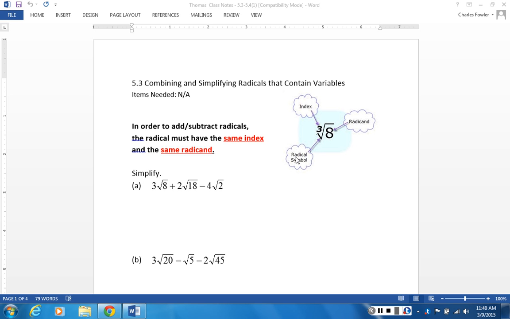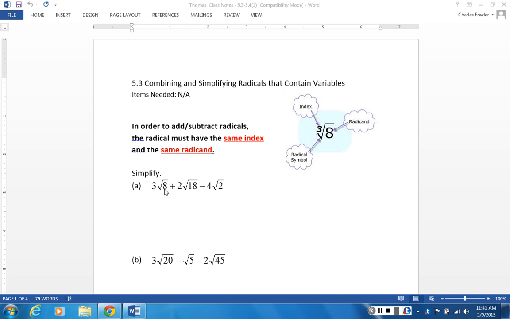Alright, let's begin. Simplify. Here we have 3 radical 8 plus 2 radical 18 minus 4 radical 2. As you can see here, the index is 2, or considered to be 2, because there's nothing in this little v part here. So we actually have the same index for all of these. However, we do not have the same radicand. But in order to add or subtract radicals, the radical must have the same index and the same radicand. Therefore, I'm going to break down 3 radical 8 plus 2 radical 18. And then we're going to subtract from 4 radical 2. So let me show you how.